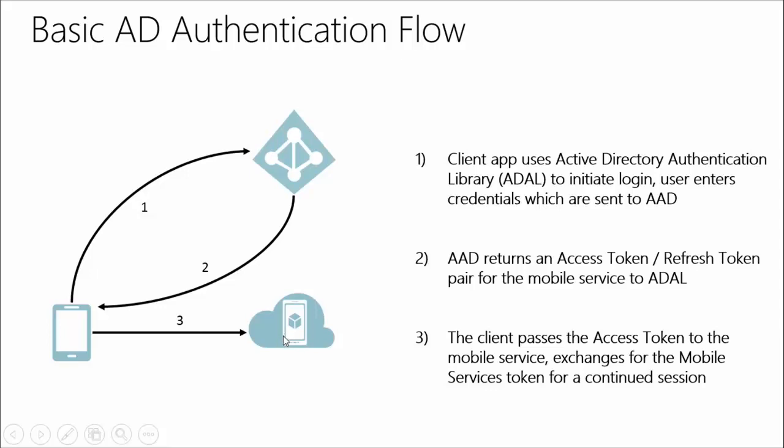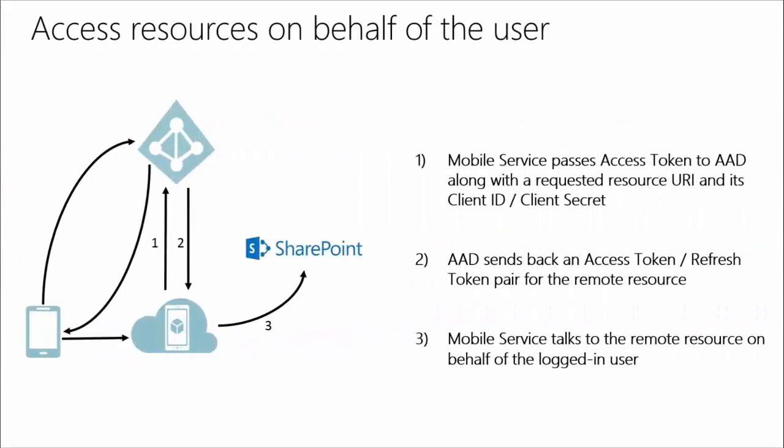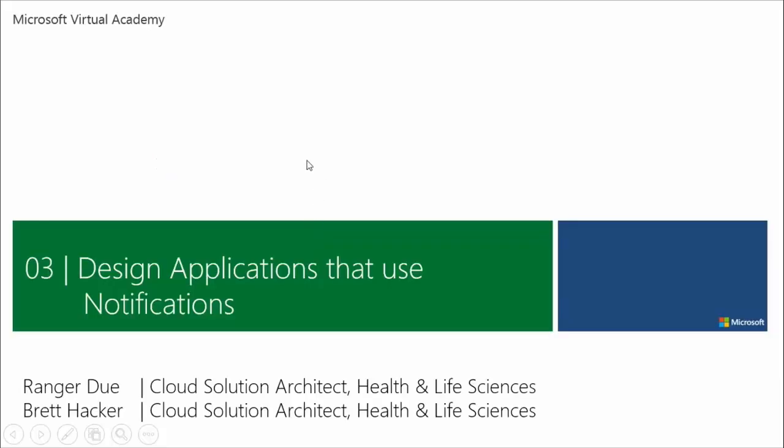And when mobile services responds, you basically get a token back for a continued session. So what's happening during that response time? Well, when you present that token, mobile services takes it and gets a client ID or client secret and sends back an access token that can be used to gain access to, for example, SharePoint. Very simple, I think, on mobile services.